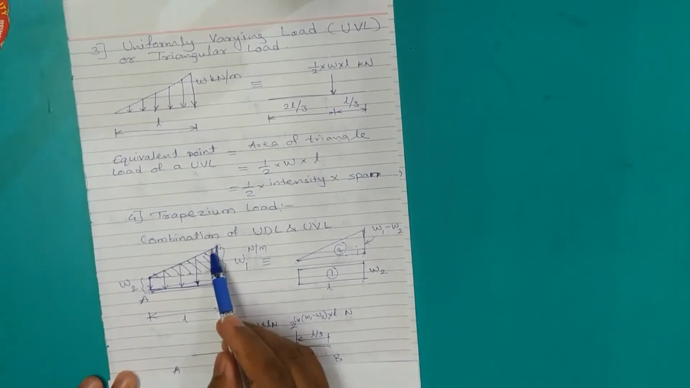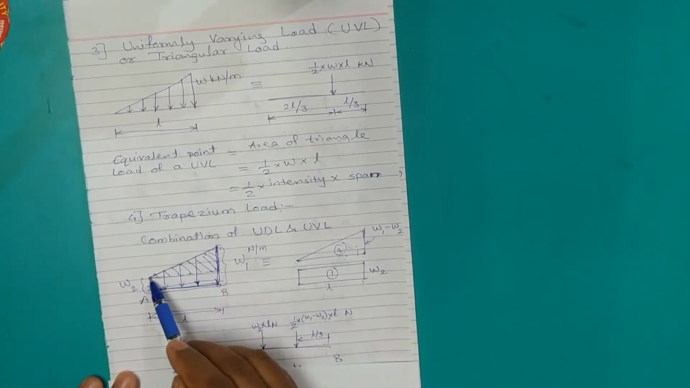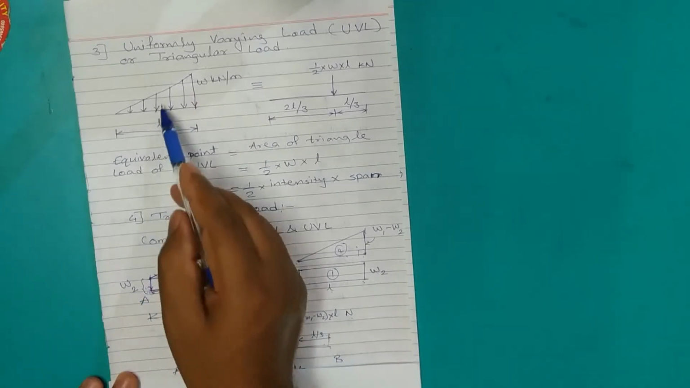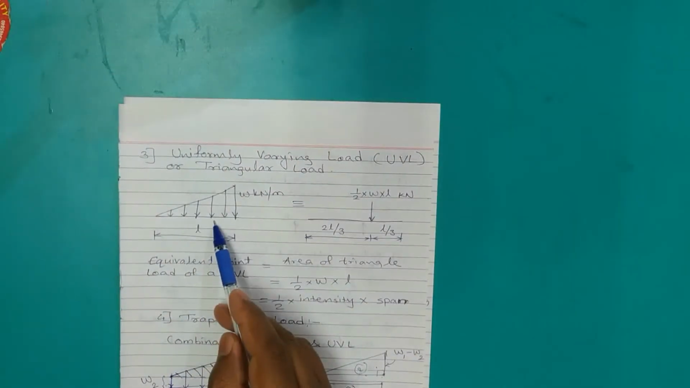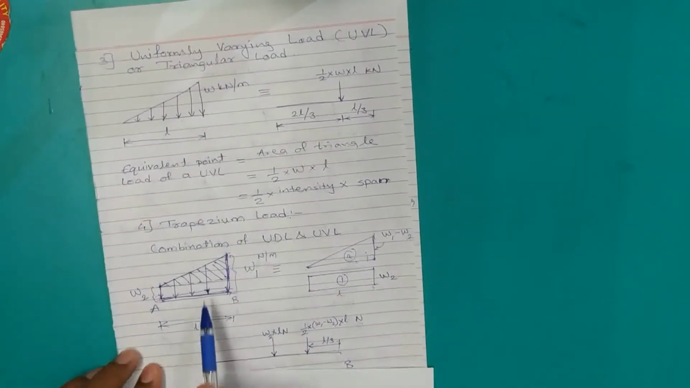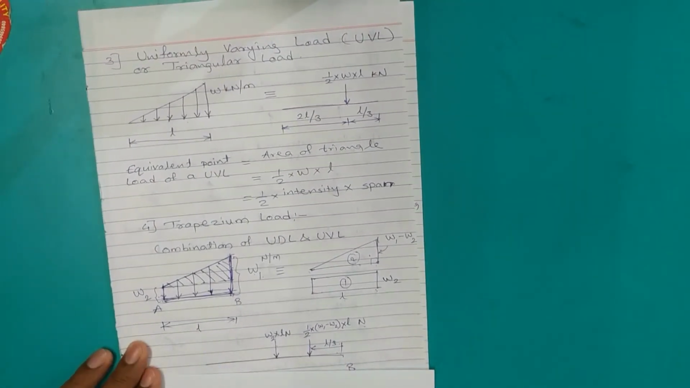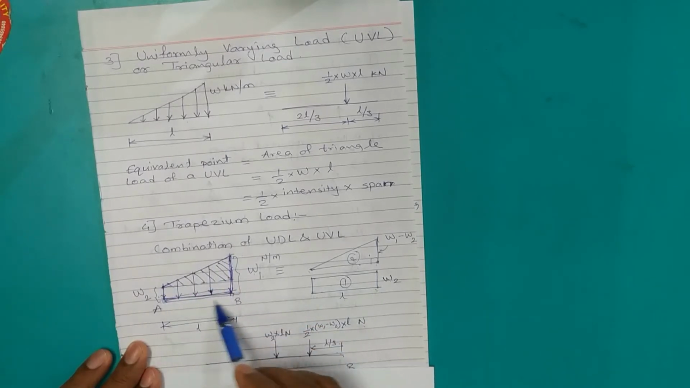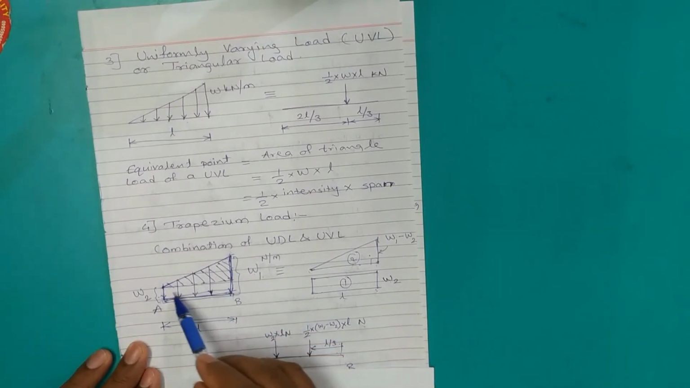Here the intensity is reducing uniformly, but it has not become zero at the end A. There some intensity W2 is still present. Otherwise it can be directly a triangular load, but here it is not a triangular, it is a trapezium load. So how to convert this trapezium load into its equivalent point load? For that we have to just distribute this trapezium into two shapes, one a rectangle at the base and then remaining is the right angle triangle at the top.